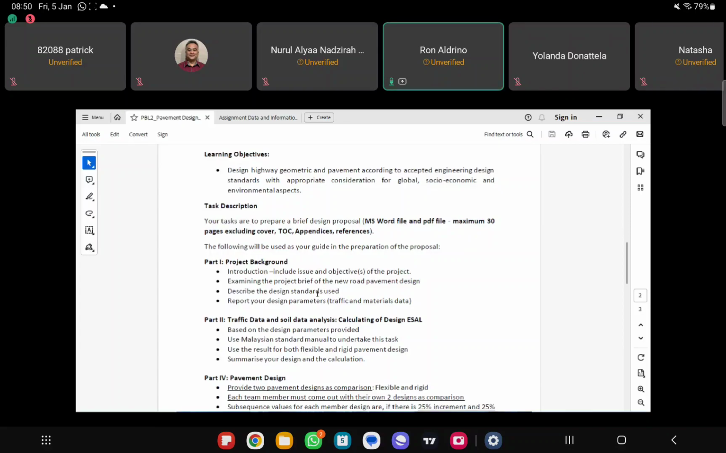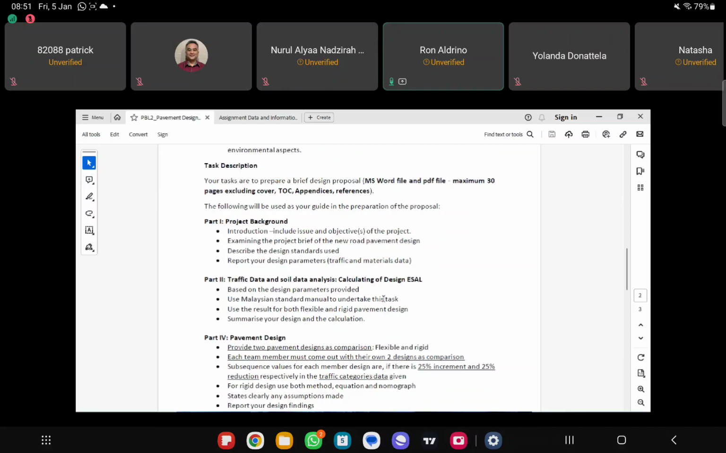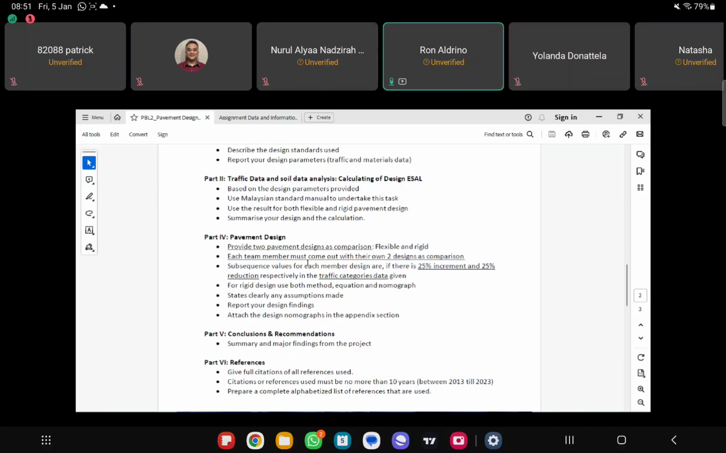And please provide the justification. What makes you choose flexible pavement as compared to rigid pavement? What makes you choose rigid pavement as compared to flexible pavement? All this must be justified, and one way to justify it is based on your calculation, based on your design that is given to you. This is the most important part, which is part 4. Actually it's part 3, sorry for the mistake. Each one of you needs to do one flexible and one rigid, two designs as a comparison.